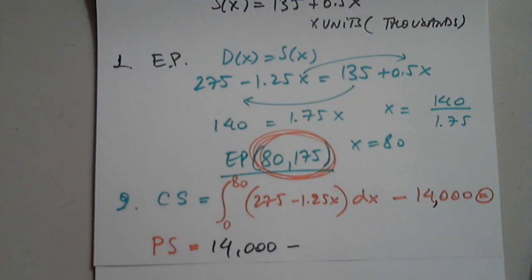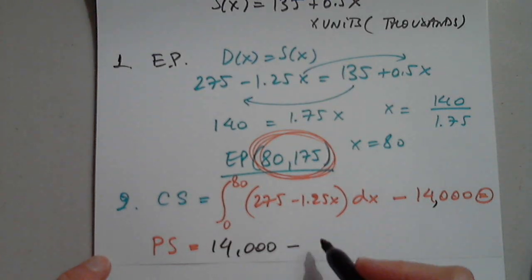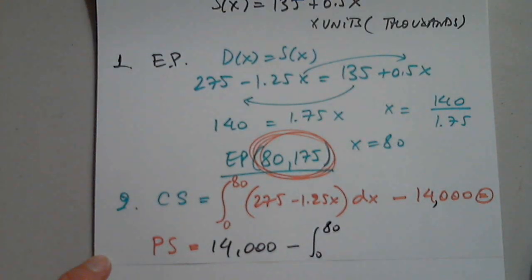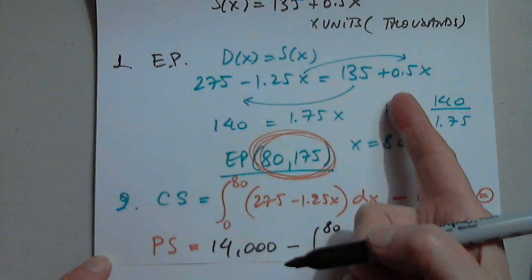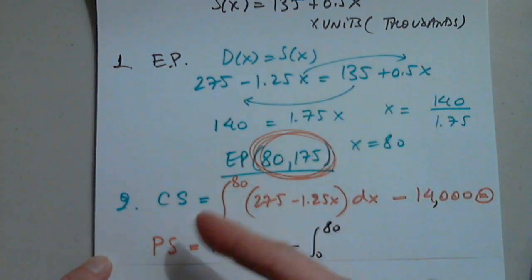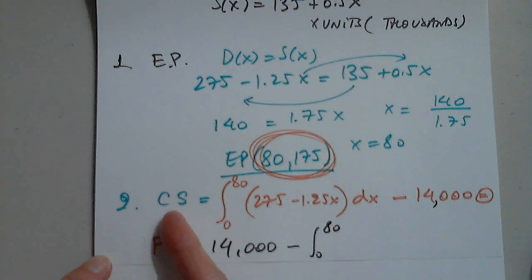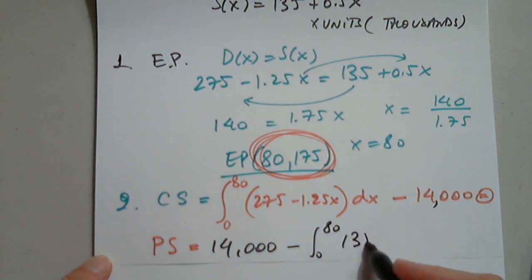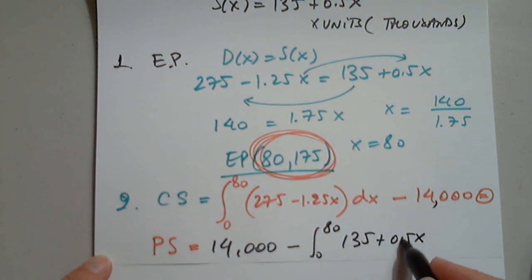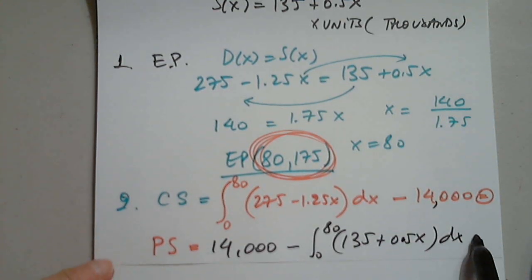Minus this time. It has to be the same from 0 to 80, but from the supply, because the supply goes with the producer. The demand goes with the consumer. From this one, 135 plus 0.5x dx. Exactly. And we're going to determine this. Allow me to calculate them quickly with a calculator so we can move on to another example, because now we know how to determine this.